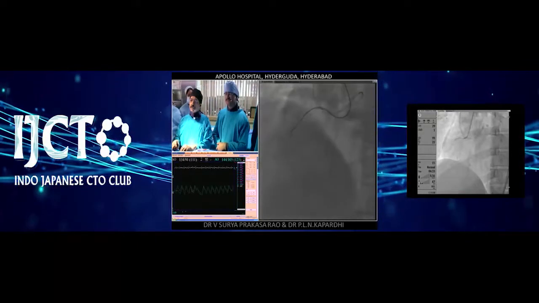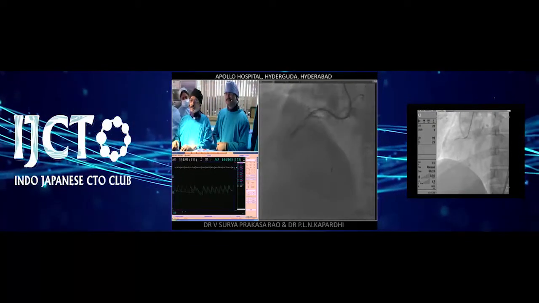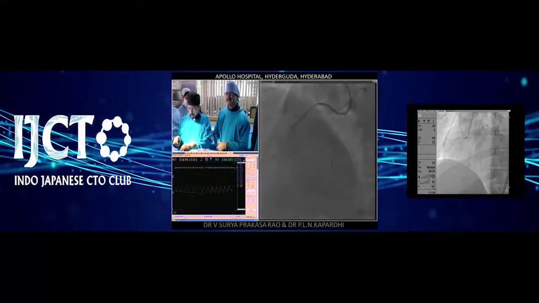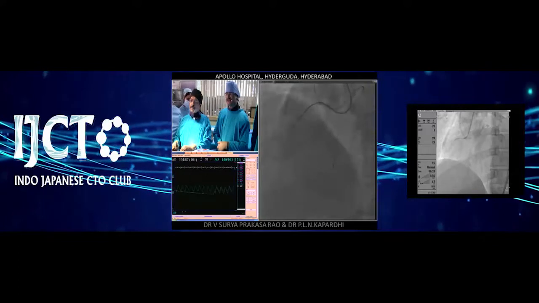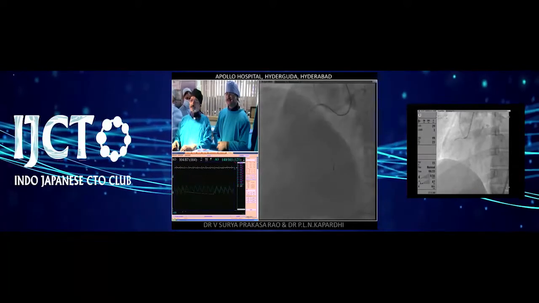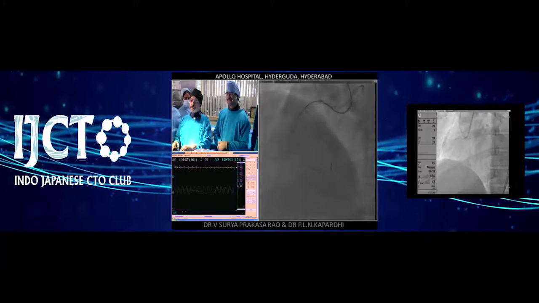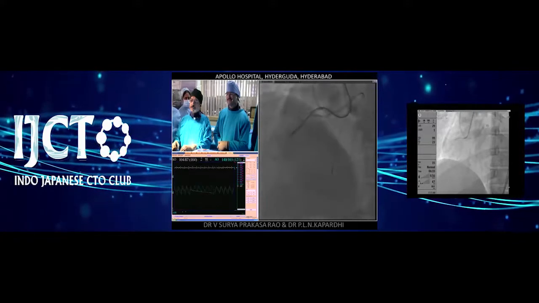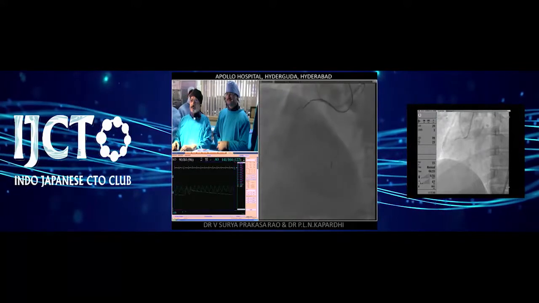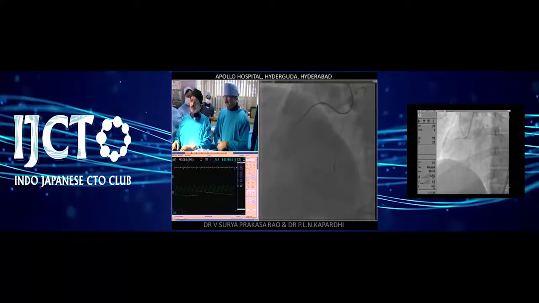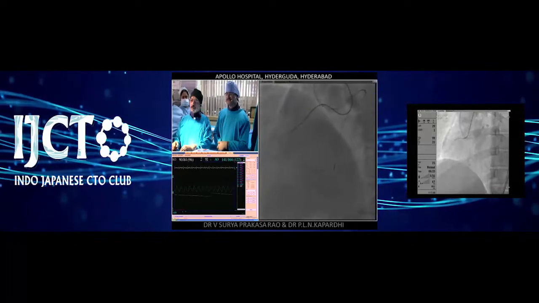What would be your choice of wire in this patient? Gaia 2, at least. The retrograde wire is coming back, and why do you inject contrast? Because you have the wires. There is no need for contrast.